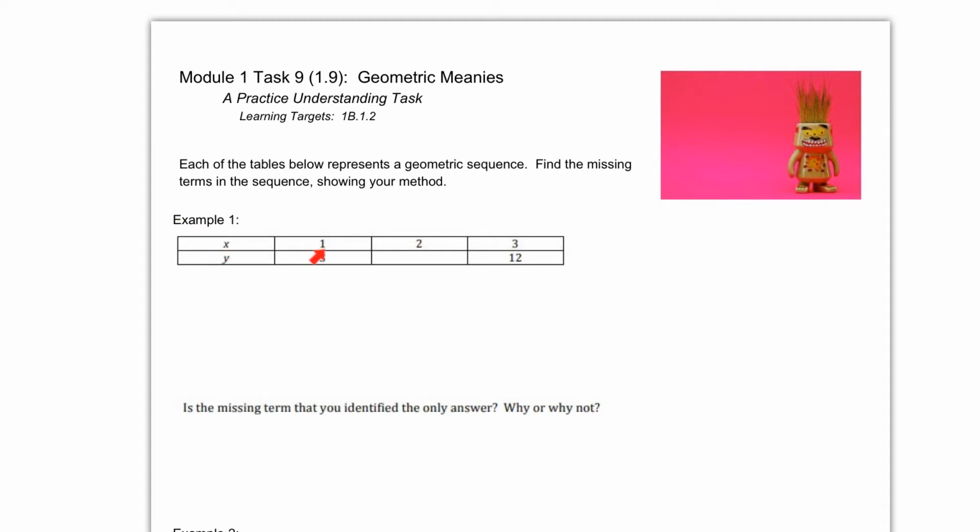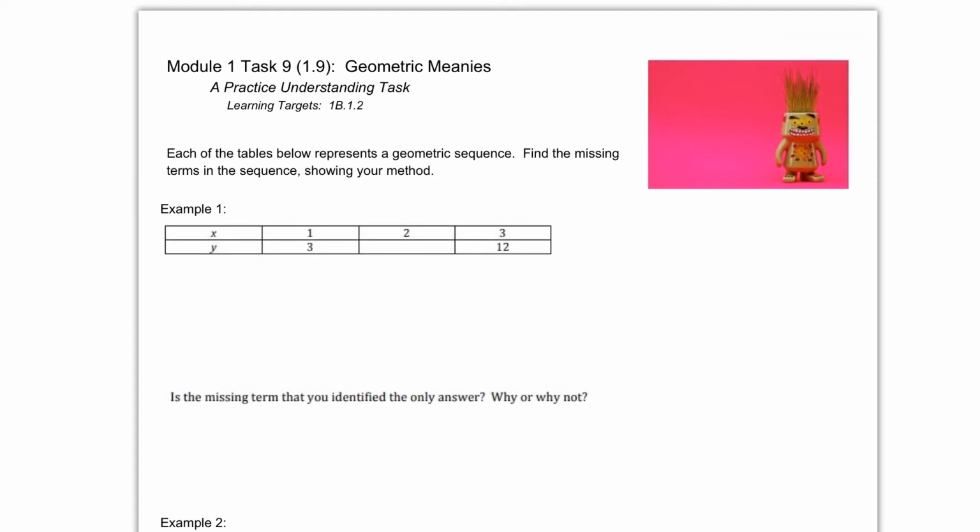Our x values go from 1 to 2 to 3. And what we're doing is we're missing the term with 2. So we go from 3 to 12. So what we want to do is set up an equation so that we can figure out what that missing term is. To set up the equation, we're going to start with our starting point. So we start with 3.